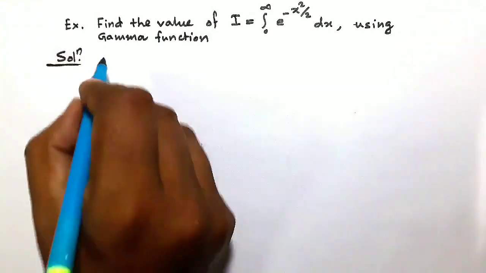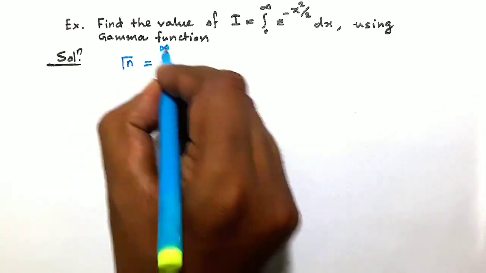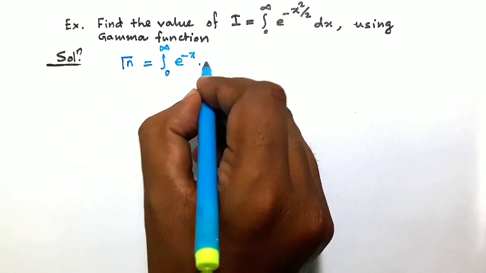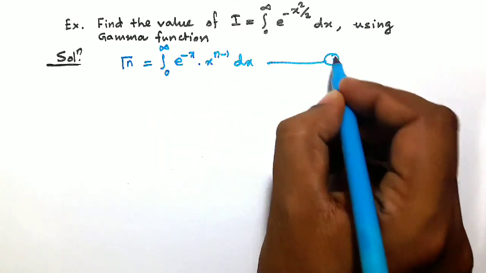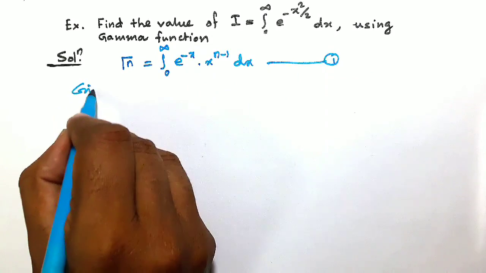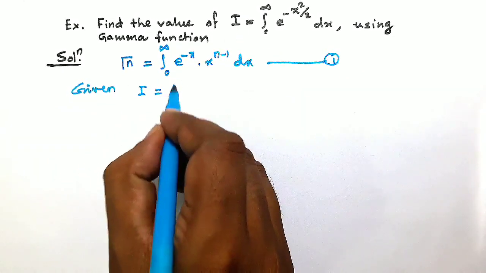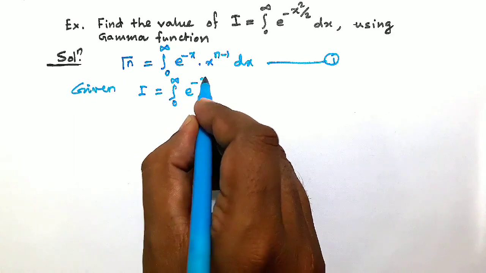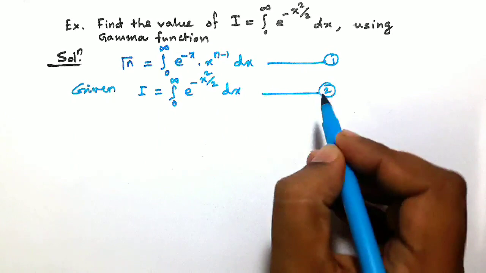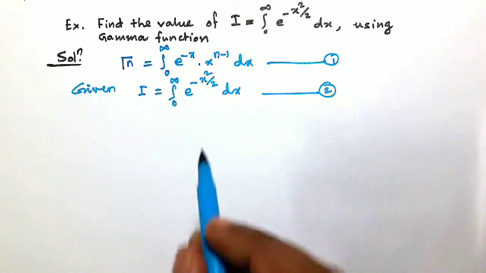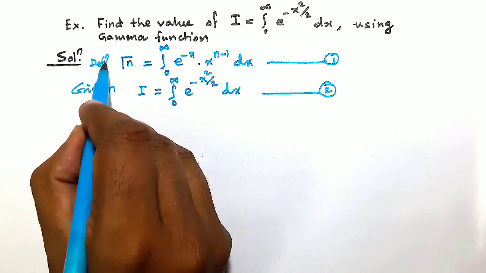What is gamma n? Gamma n is equal to integration 0 to infinity e to the power minus x into x to the power n minus 1 dx. Mark it 1. And what is given? Given I is equal to integration 0 to infinity e to the power minus x square by 2 dx. Again mark it 2. Now friends, see that this is actually the definition of the gamma function.